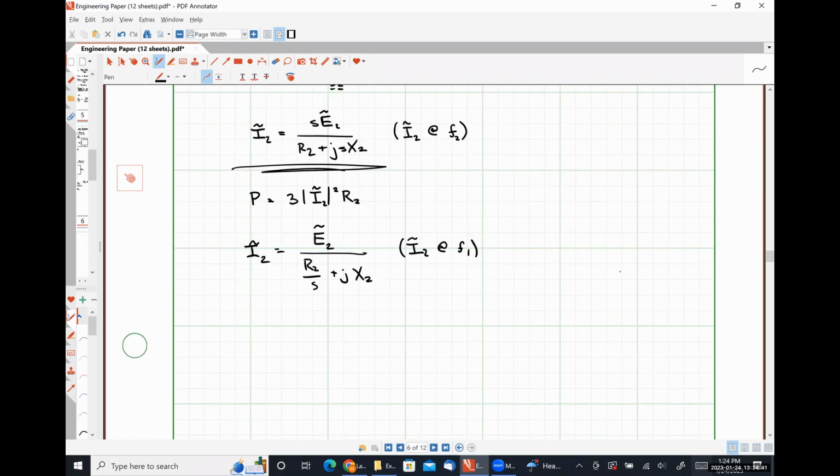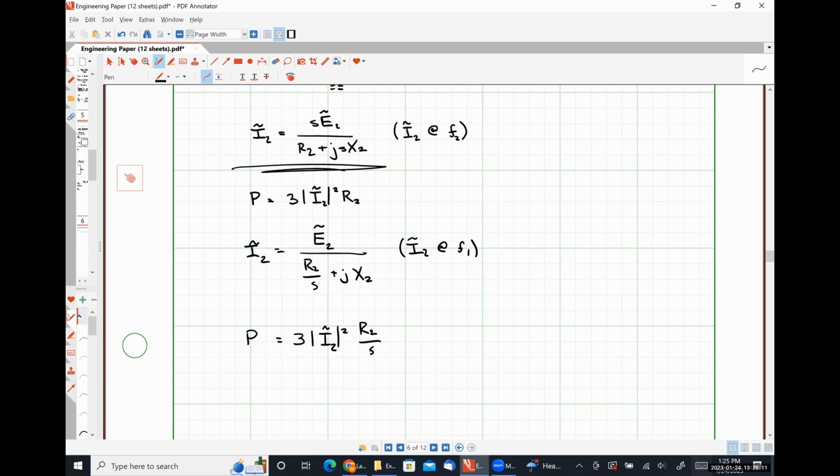So if we calculate our power here, I'm giving myself a little bit of space because I'm going to introduce a subscript in a moment. This is going to look like 3 times the magnitude of I2 squared. And the magnitude of I2 is literally not going to change at all, but we're going to have R2 over s now.